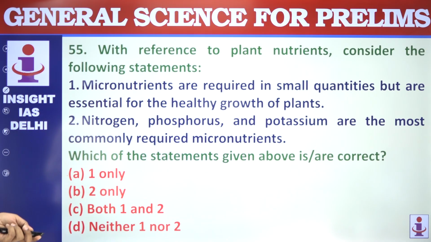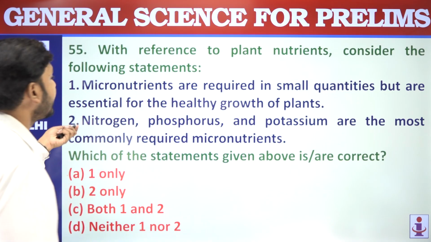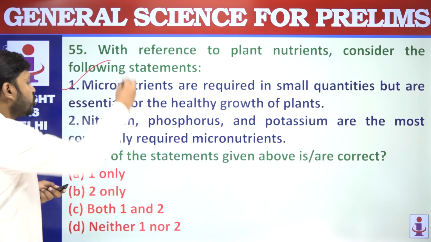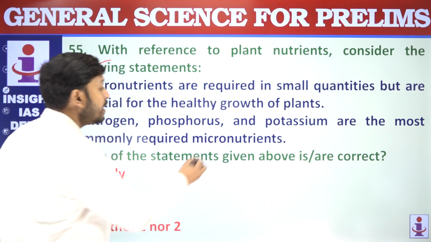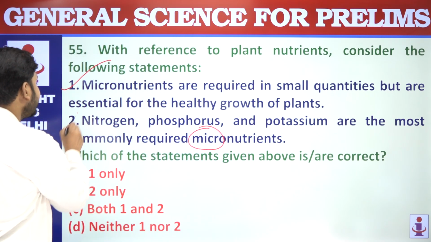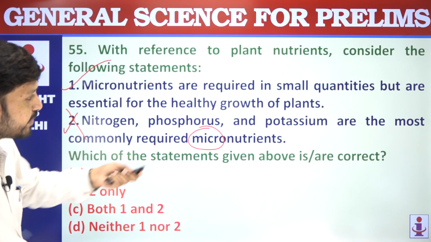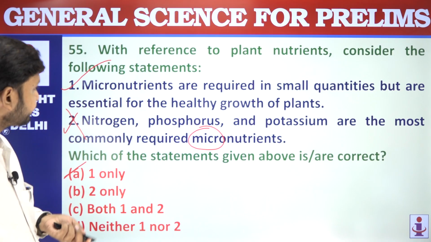Let's see. With reference to plant nutrients, consider the following statements. Very, very basic, simple question. Micronutrients are required in small quantity but are essential for healthy growth of plants. This is true. Nitrogen, phosphorus and potassium are the most commonly required micronutrients. No, they are not micronutrients, they are macronutrients. So the second statement will go wrong. Only one statement is correct and they are asking for the correct one. So only one will be correct.